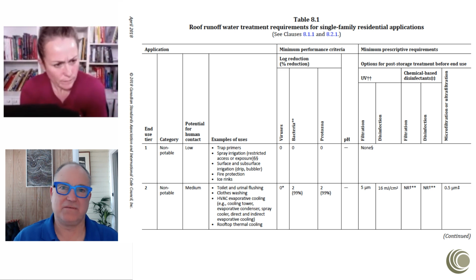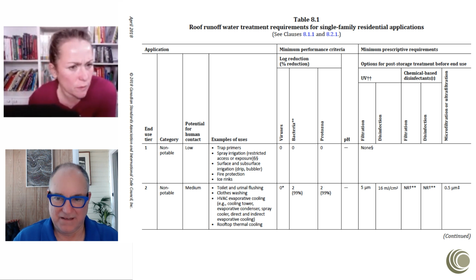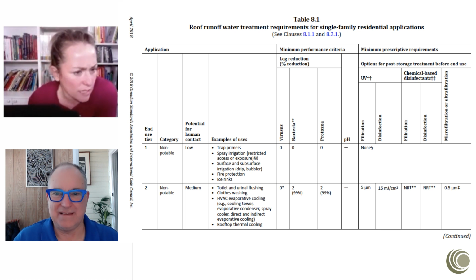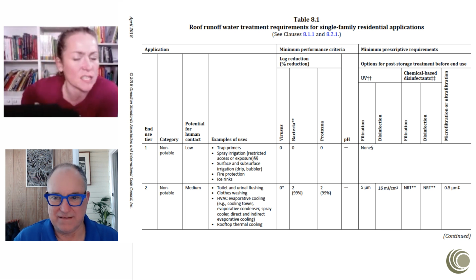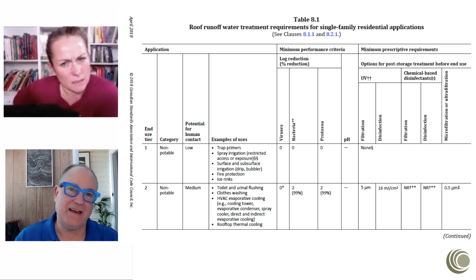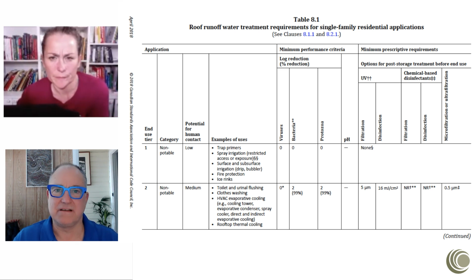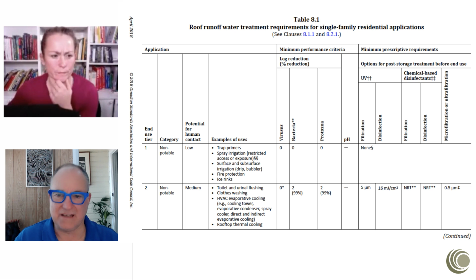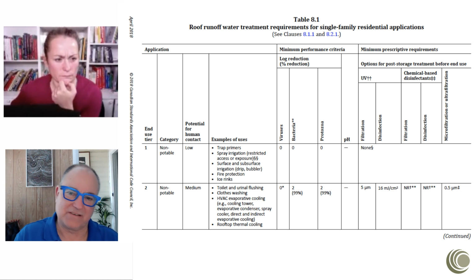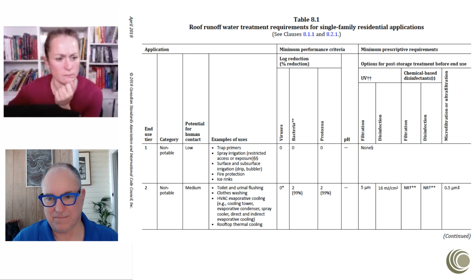So potential for human contact isn't really a risk. It's assumed to be there. If you've got contact with rainwater, it's not a risk, but this table assumes it is. Then it gives examples of uses. So, I'm sorry, toilet and urinal flushing is definitely not a risk.